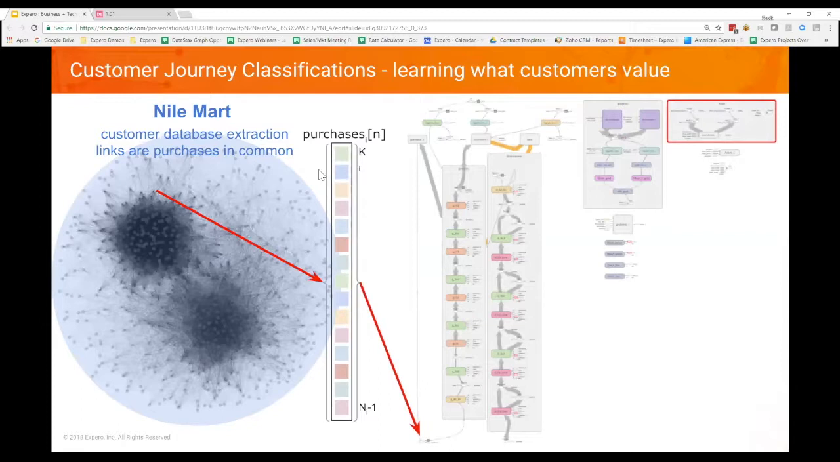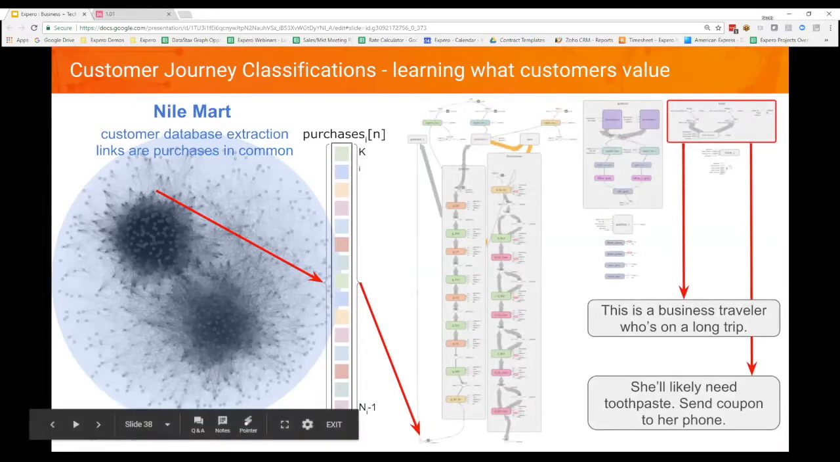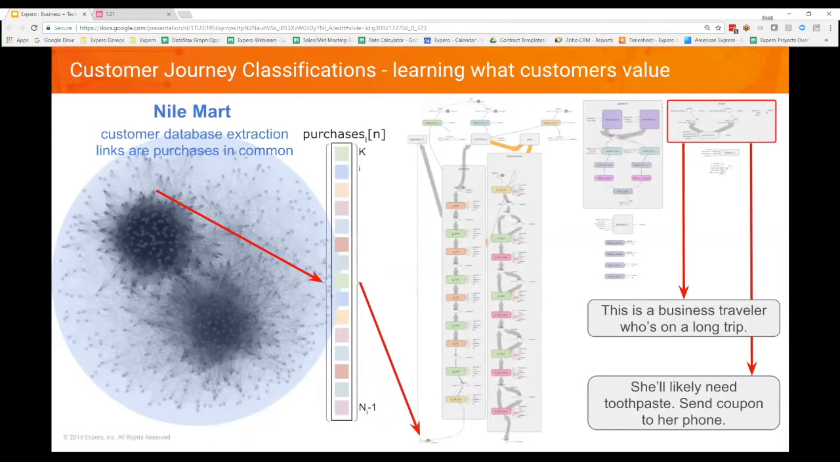What comes out the other end is metrics or suggestions about what these customers are doing. Where do they exist in the customer journey? How are they likely to next interact with your company, right?